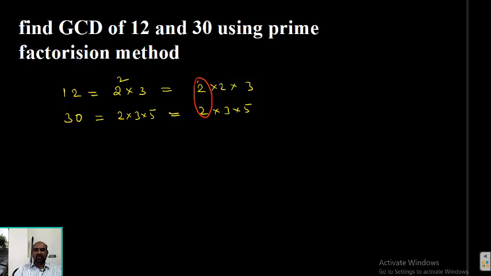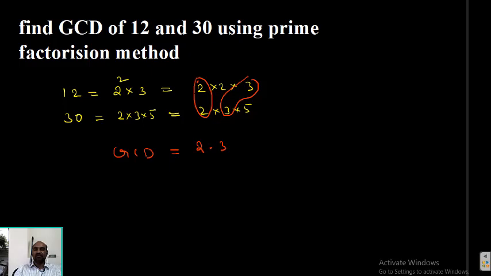This 2 can't pair with another 2, because there is no other 2. But this 3 and this 3 can be paired. 5 and this 2 are left. Now, by definition, the GCD is the product of common prime factors. 2 is a common prime factor and 3 is a common prime factor.